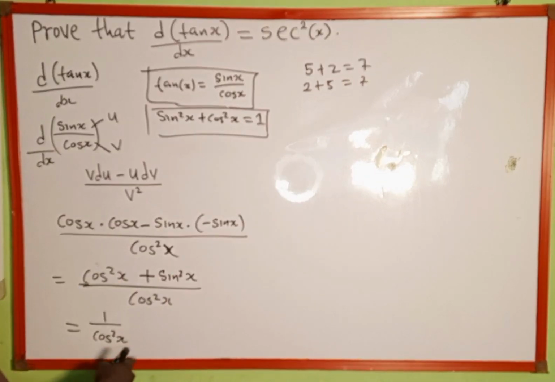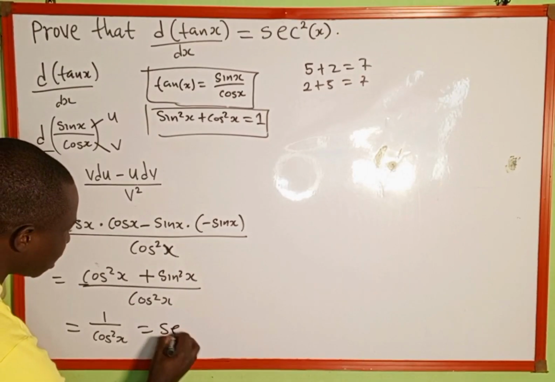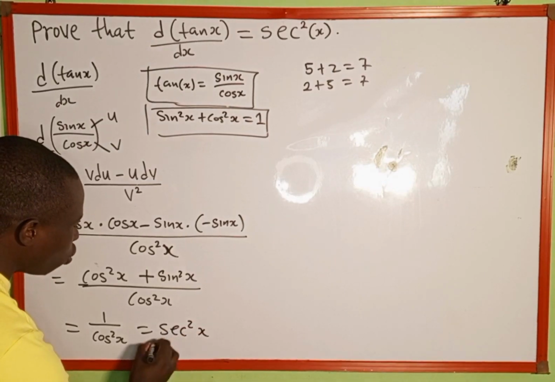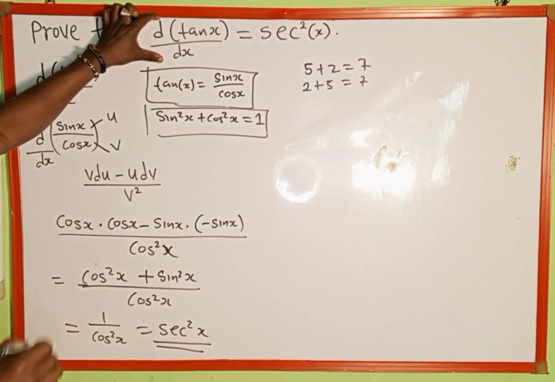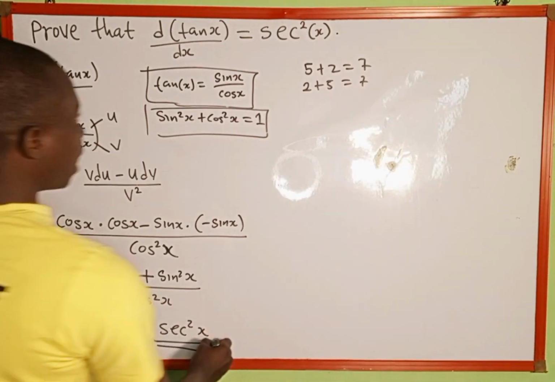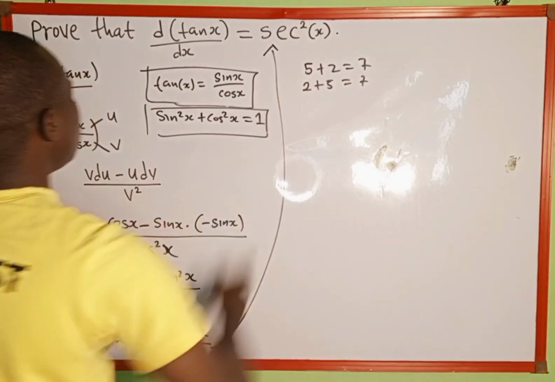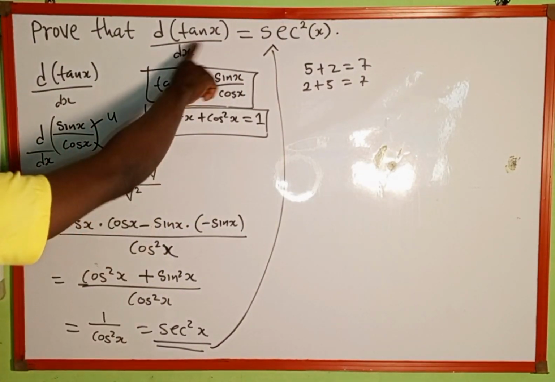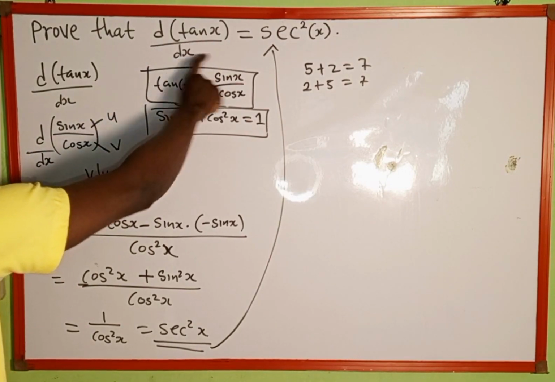And 1 all over cos square x is the same as secant square x. So we have shown that the left hand side of this equation is the same as the right hand side of the equation. So this is how to prove that the derivative of tan x with respect to x is the same as sec square x.